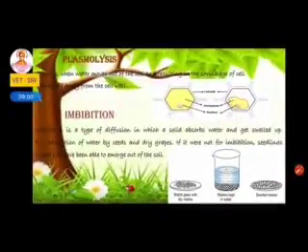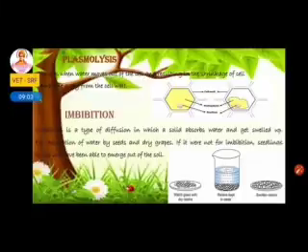The next one is imbibition. Imbibition is also a type of diffusion. Here the diffusion is between a solid and water. One substance would be a solid and the other substance would be a liquid. An example for imbibition is dry grapes. Take dry grapes, put them in water and leave them for some time. You can see the dry grapes swollen. So this is an experiment for imbibition.